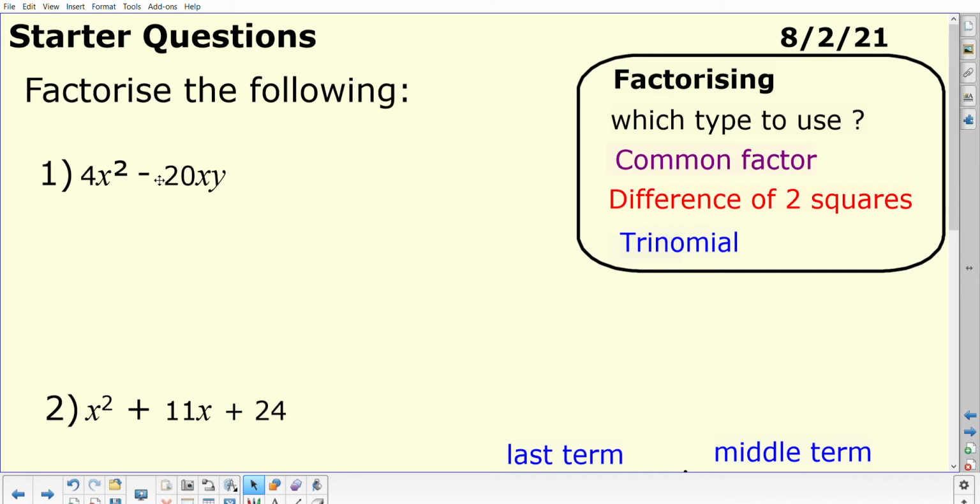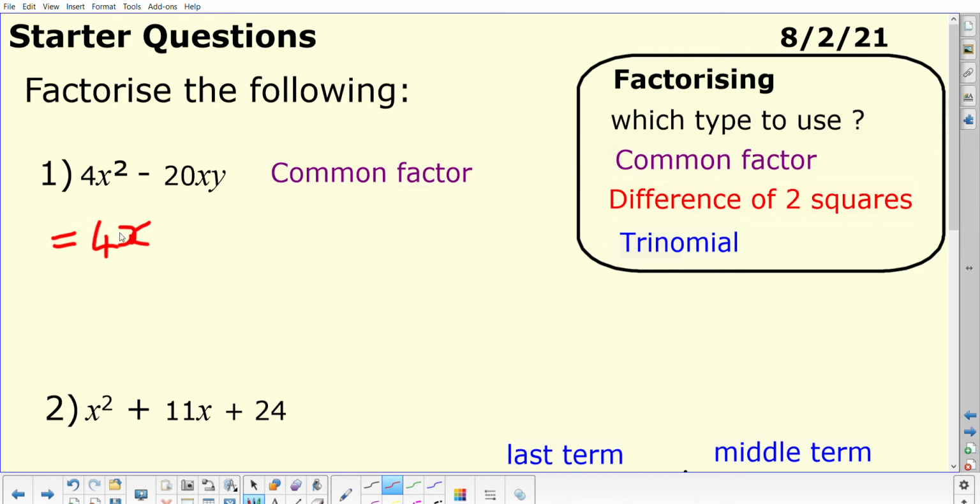So this first expression here, 4x squared minus 20xy, hoping that you could see that this was common factor type, and the highest common factor that you can pick out there, you look at the numbers first with the 4 and the 20, so you've got a factor of 4. There's also a common term of x there, so highest common factor outside the bracket you would have 4x. Remember that what goes inside the bracket needs to multiply together to give you that, so you need another x there, 4x times x to make 4x squared.